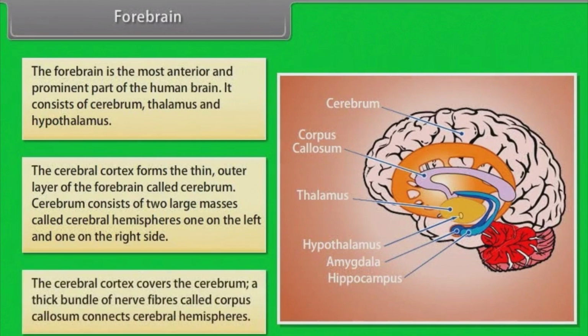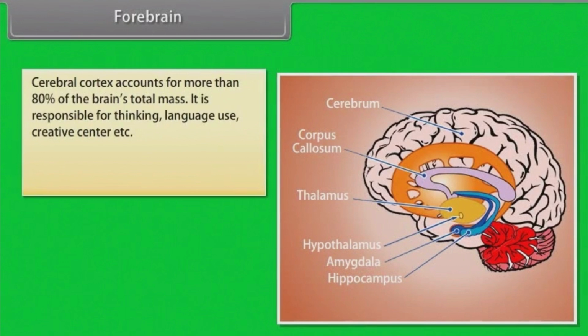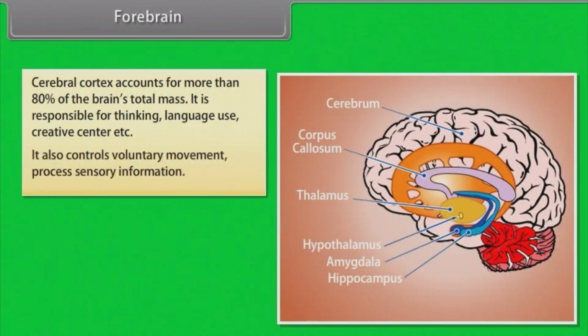Cerebrum consists of two large masses called cerebral hemispheres, one on the left and one on the right side. The cerebral cortex covers the cerebrum. A thick bundle of nerve fibers called corpus callosum connects the cerebral hemispheres. Cerebral cortex accounts for more than 80% of the brain's total mass. It is responsible for thinking, language use, creative center, etc. It also controls voluntary movement and processes sensory information.